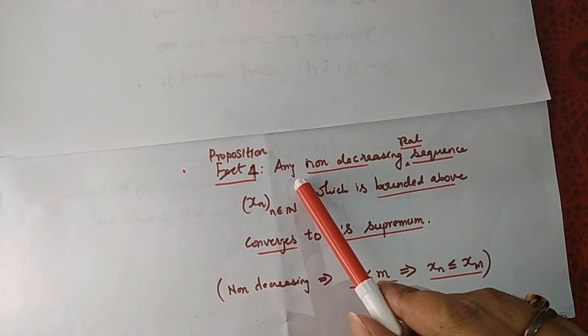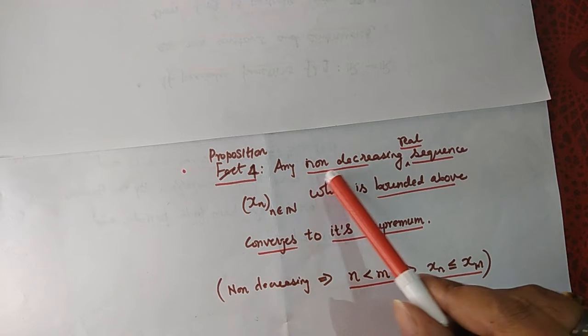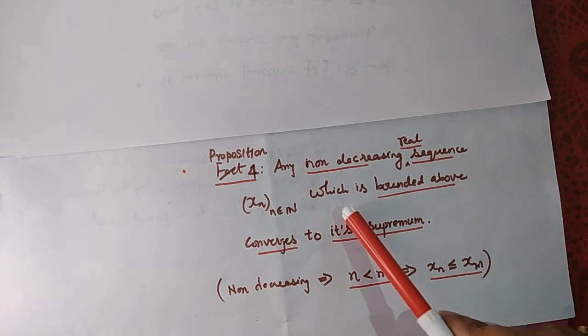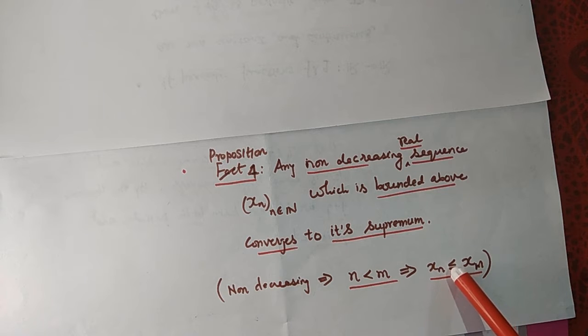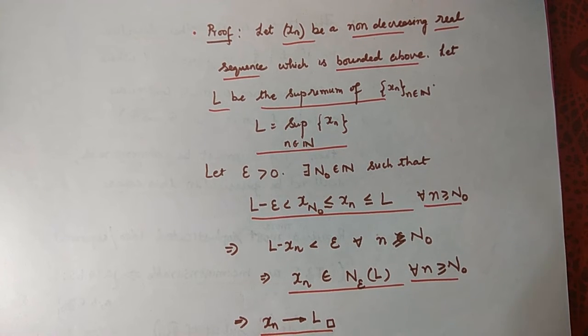Proposition 4 states that any non-decreasing real sequence which is bounded above converges to its supremum. Non-decreasing implies that if the index n is strictly less than the index m, this implies that the corresponding term xn of the sequence will be less than or equal to the term xm. Let us see a quick proof of this proposition.